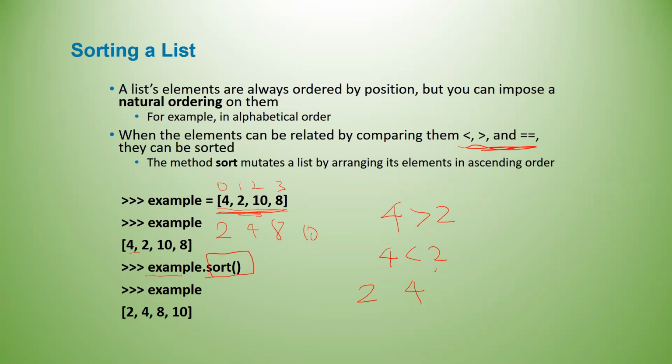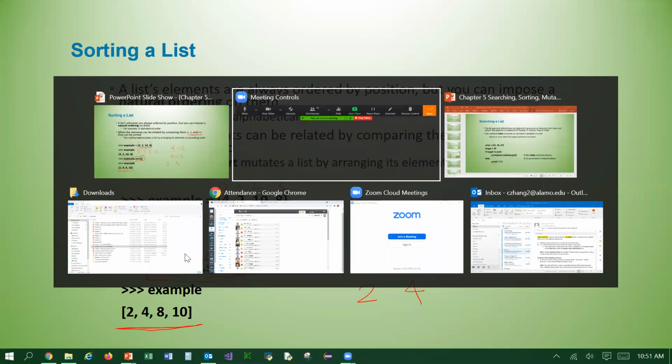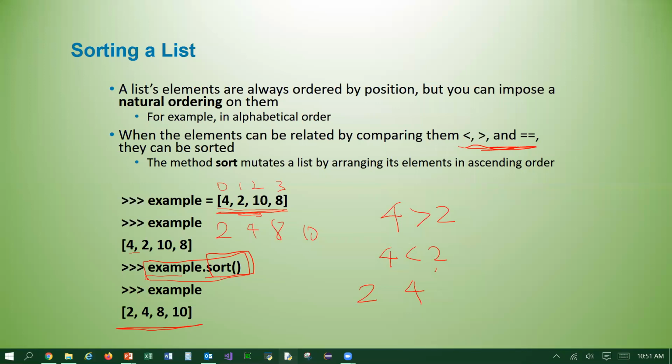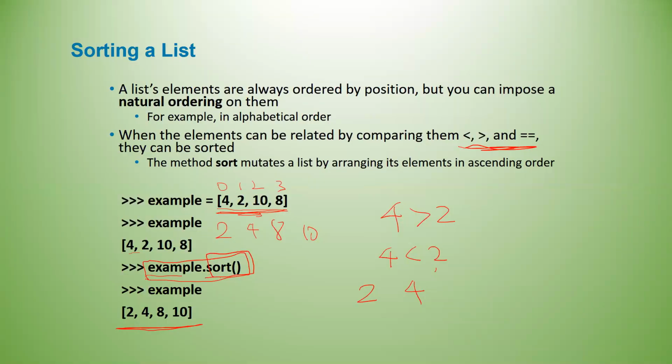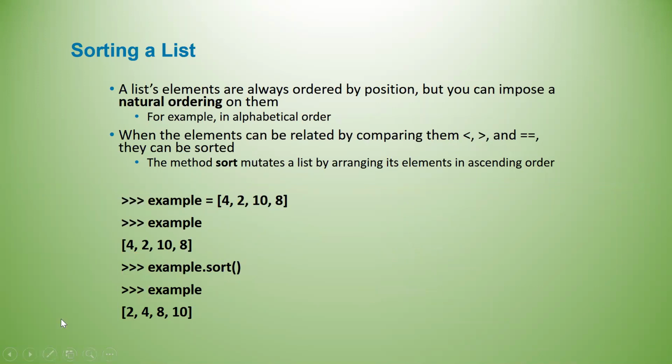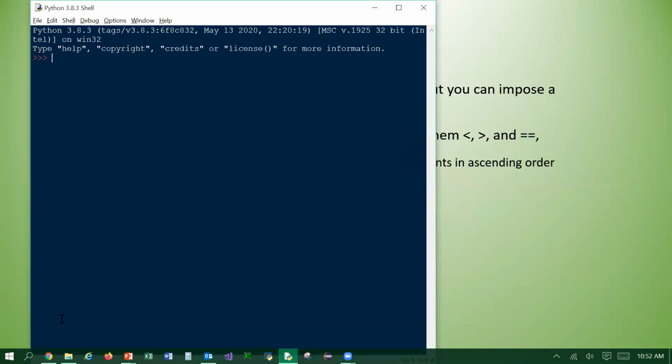Okay, example.sort. And now your example is permanently changed. This is calling the method sort on this example, and it's changed. Any questions? It's as simple as that. You can sort a list using the method sort. Let's do an exercise. So let's still use data.